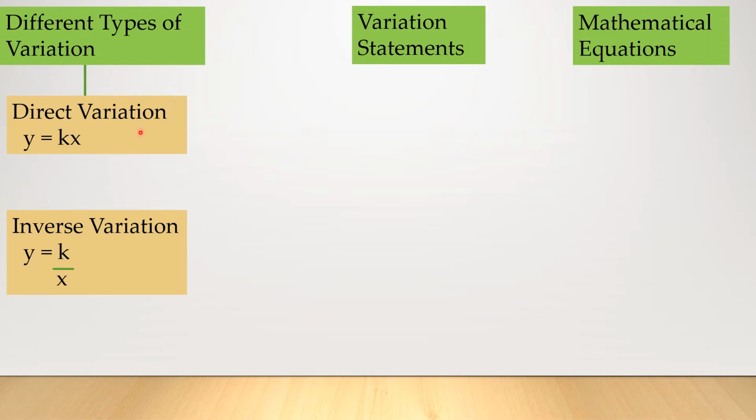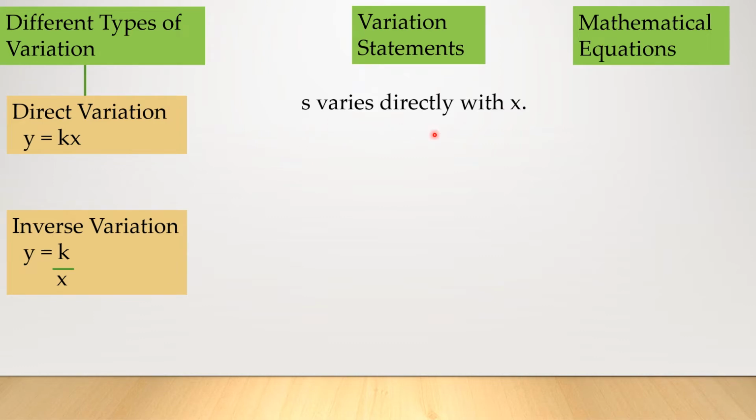So I have here direct variation, y is equal to k times x, where k is the constant of variation, x is the independent variable and y is the dependent variable because the value of y will depend on the value of x. In inverse variation, we have y is equal to k over x. So the constant k here is in the numerator and the variable, which is the independent variable, is in the denominator.